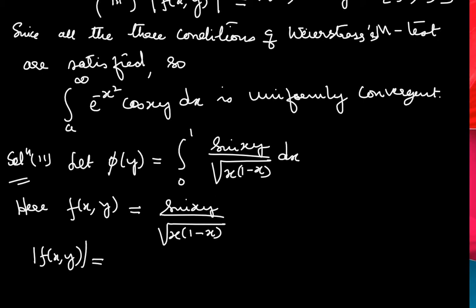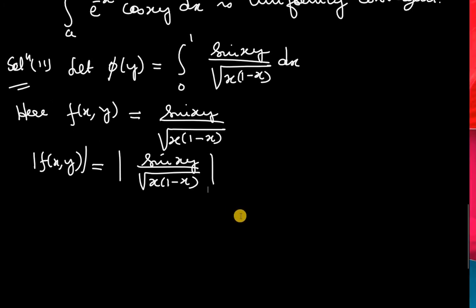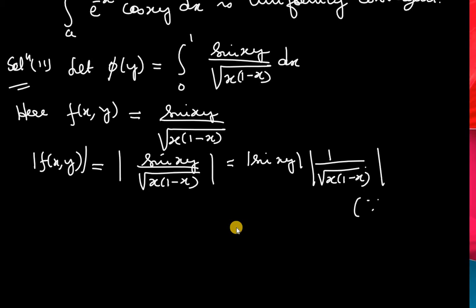This one is equal to modulus of sine xy divided by square root of x into (1 minus x). Now here our aim is to find that function M(x), a function in terms of x, where mod f(x,y) will be less than or equal to M(x), and also M(x) satisfies the other two conditions: it should be a positive function, and the integral of M(x) should be convergent. So this can be written as mod of sine xy into mod of 1 by square root of x into (1 minus x), using the property of modulus function, mod AB is the same as mod A into mod B.